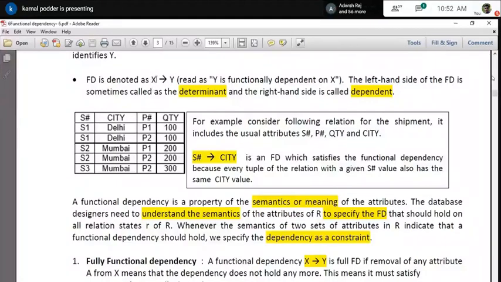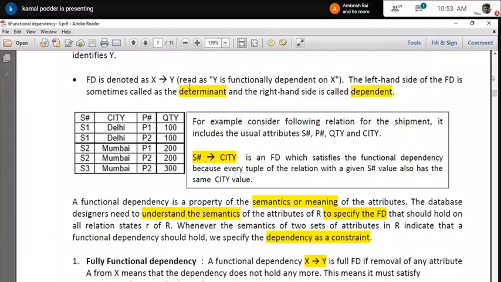Okay, if that particular set is basically called the determinant, and this set is called the dependent. Okay, this is determinant, this is dependent. So this is basically in this way. Throughout our discussion, we are representing the functional dependency in this way.